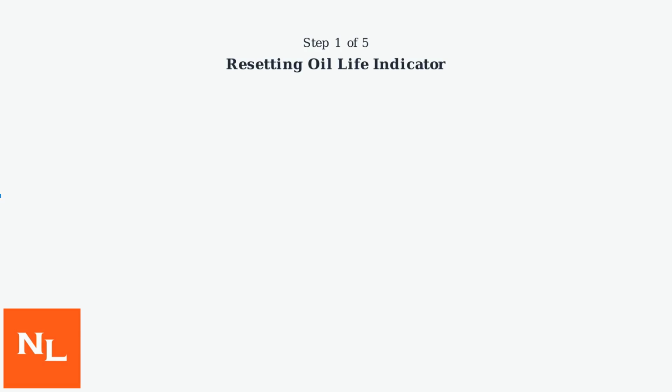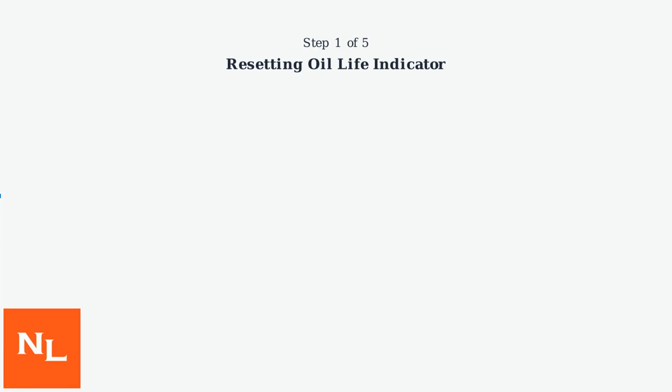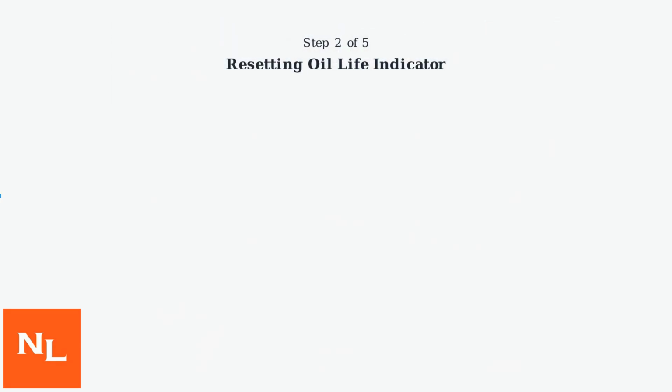The oil life indicator in your 2019-2024 Jeep Wrangler monitors oil quality, not level, displaying a percentage on the dashboard. It estimates remaining oil life based on engine revolutions, temperature, idle time, and trip data. After each oil change, it's crucial to reset this indicator to ensure accurate monitoring and prevent premature low oil warnings.